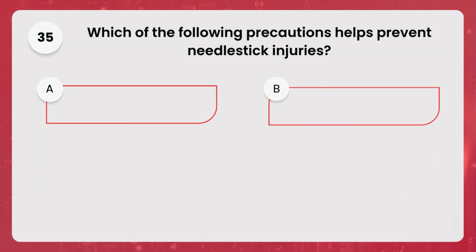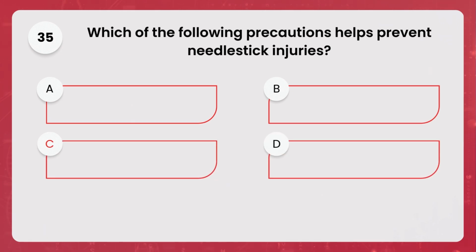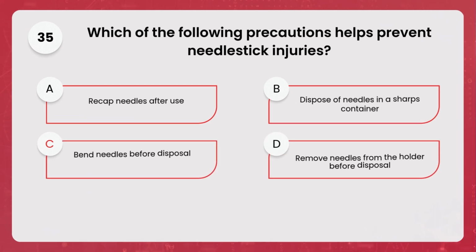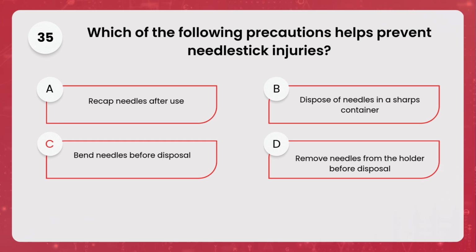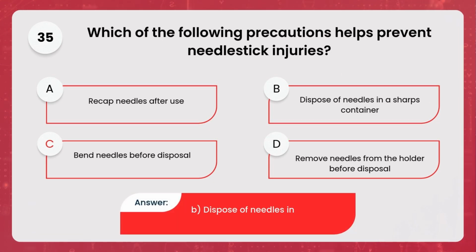Number 35. Which of the following precautions helps prevent needle stick injuries? A. Recap the needles after use. B. Dispose of needles in a sharps container. C. Bend the needles before disposal. Or D. Remove the needles from the holder before disposal. The answer is B. Dispose of needles in a sharps container.